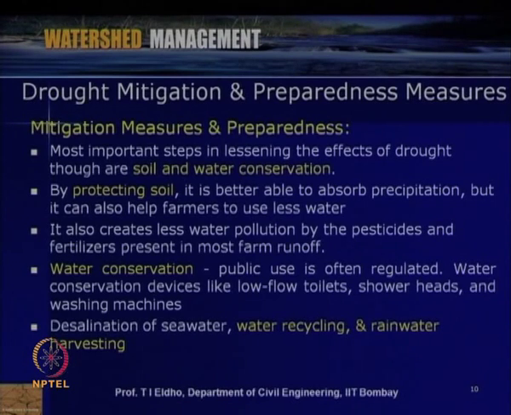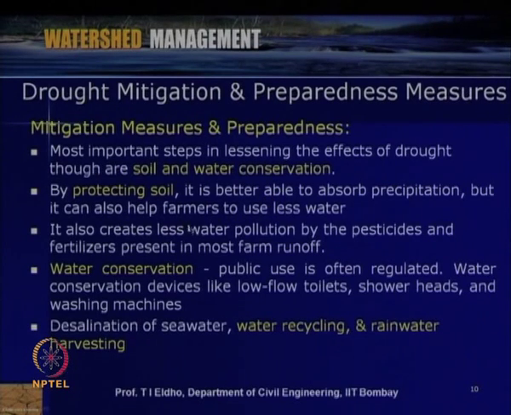And then water conservation is considered to reduce the usage of water in an effective way, so that with less water we can have better agriculture production. So by protecting soil, it is better able to absorb rainfall or precipitation, but it can also help farmers to use less water. If more soil moisture is available, then farmers have to use only less water. So that way water conservation is also possible.